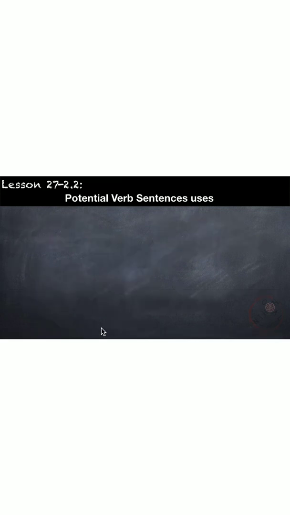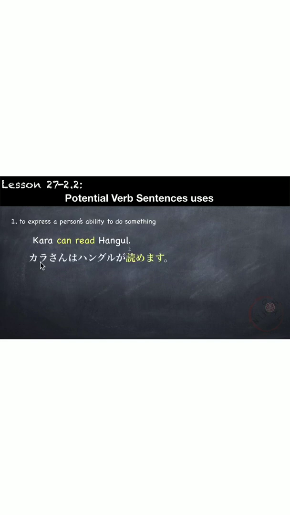Next is potential verb sentences, uses. So there are two uses for potential verbs. The first is to express a person's ability to do something. Kara can read Hangul. Kara-san wa Hangul ga yomemasu. So the verb is read, or yomimasu. So can read becomes yomemasu. Kara-san wa Hangul ga yomemasu.